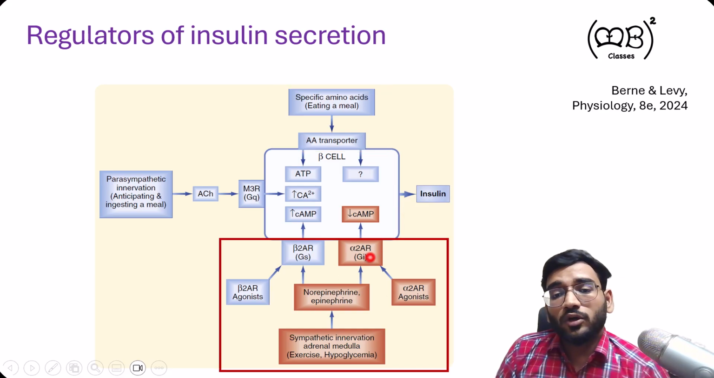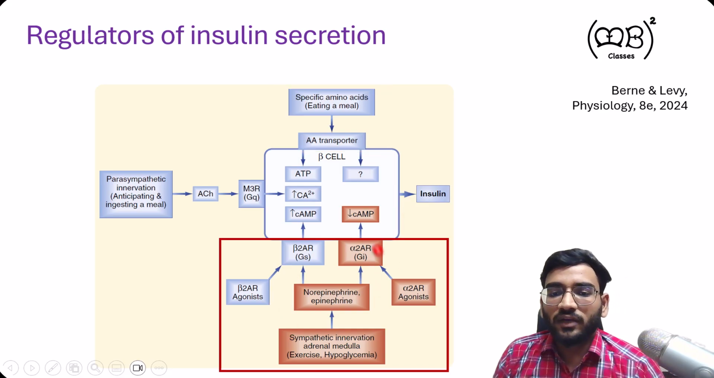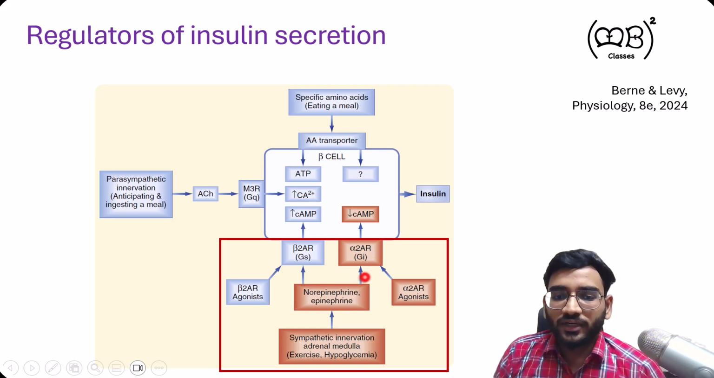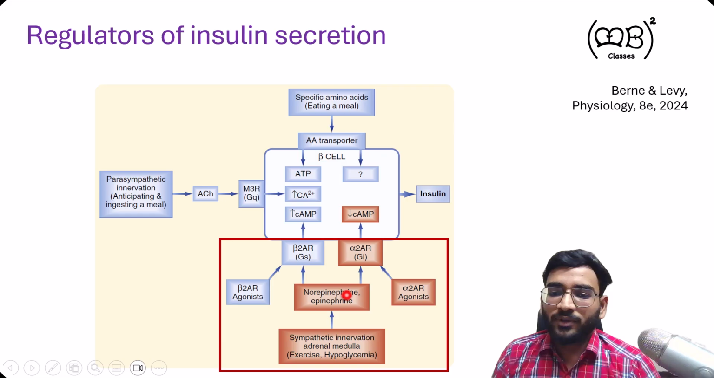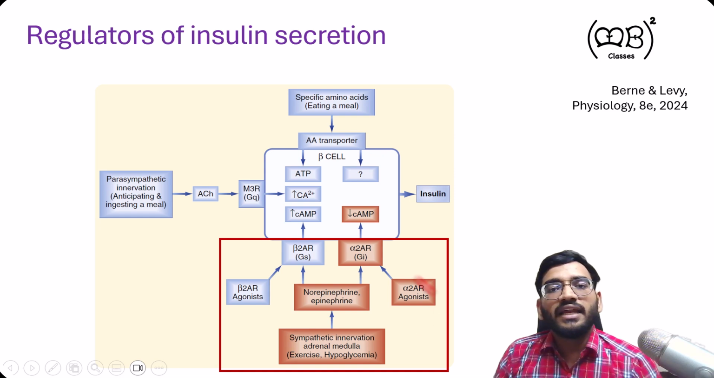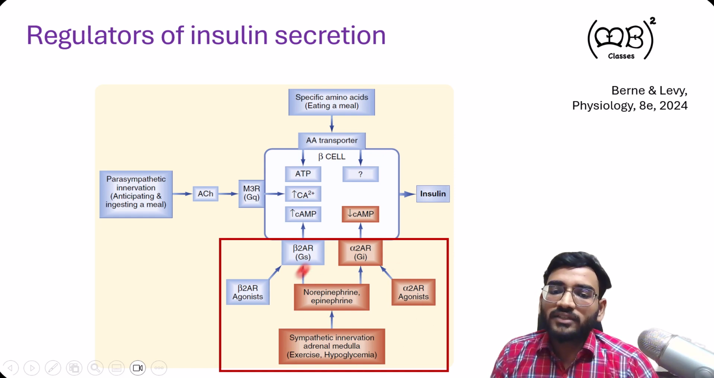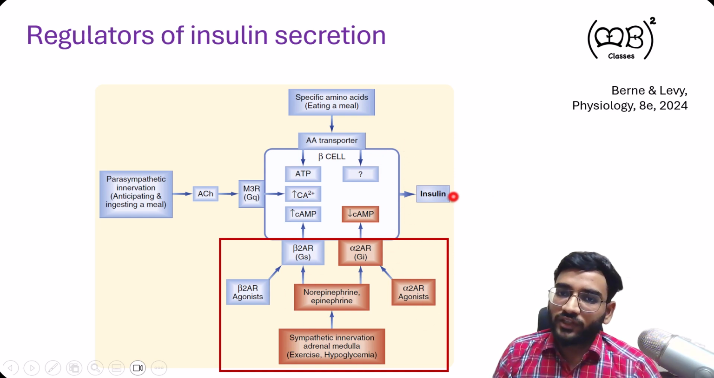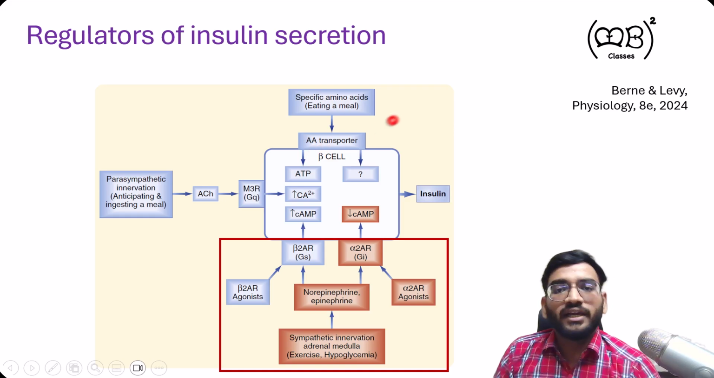But there is also sympathetic stimulation, in which alpha 2 is the major receptor. When the alpha 2 receptor is stimulated by norepinephrine or epinephrine from the sympathetic innervation, the cyclic AMP will decrease because it is a Gi type of G protein coupled receptor. So decreased cyclic AMP will lead to decreased insulin secretion. This is an inhibitor. The sympathetic system will inhibit the release of insulin, and all the rest will increase the release of insulin.